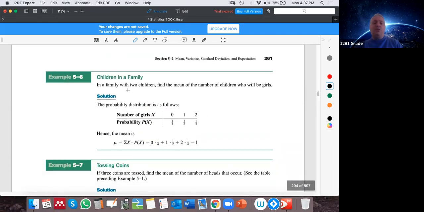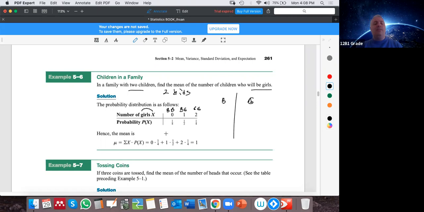Now, in a family with 2 children, find the mean of the number of children who will be girls. So you have a boy or a girl, and there are 2 kids. That means the possibilities, if I call X the number of girls, are: 0 girls means both of them are boys, 1 girl means 1 boy and 1 girl, and 2 means both of them are girls. So what is the probability? It is 1/4. Why?